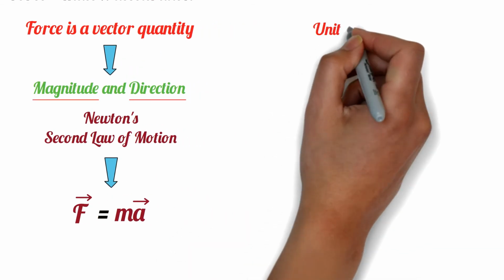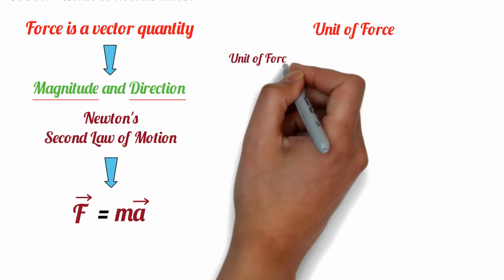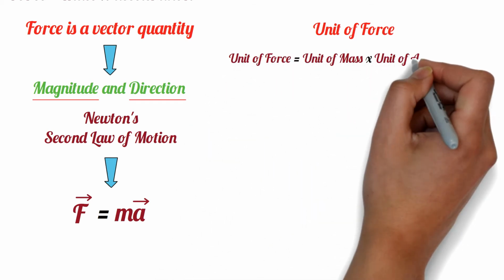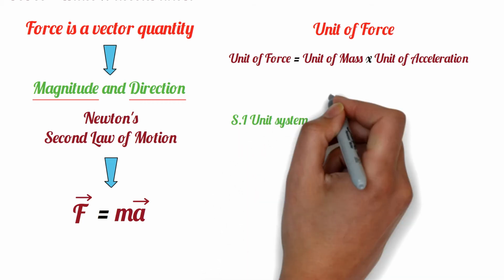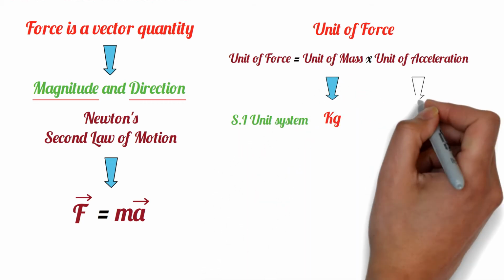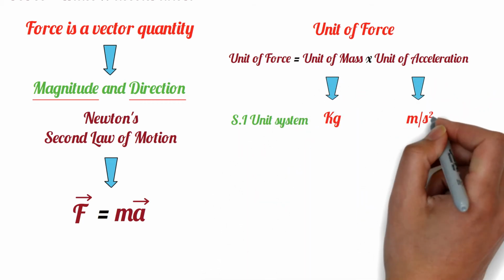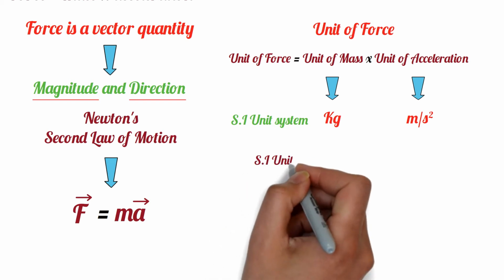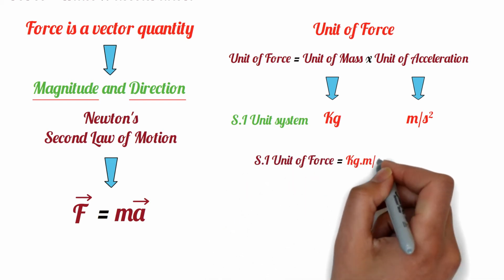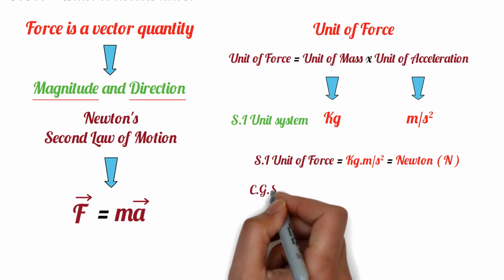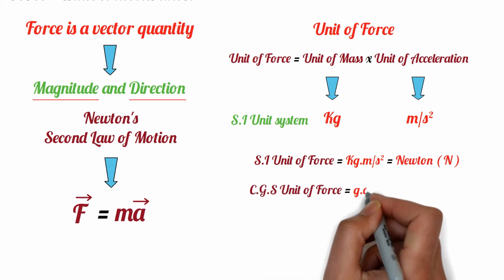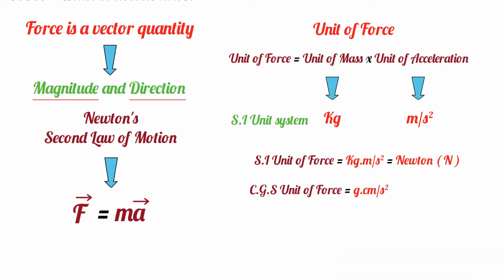Now, if we talk about the unit of force, then the unit of force is equal to the unit of mass into the unit of acceleration. We know in the SI unit system, the unit of mass is kilogram, and the unit of acceleration is meter per second square. So the SI unit of force is kilogram meter per second square. This unit of force is called Newton. Similarly, we can write the CGS unit of force as gram centimeter per second square. This unit is called dyne.